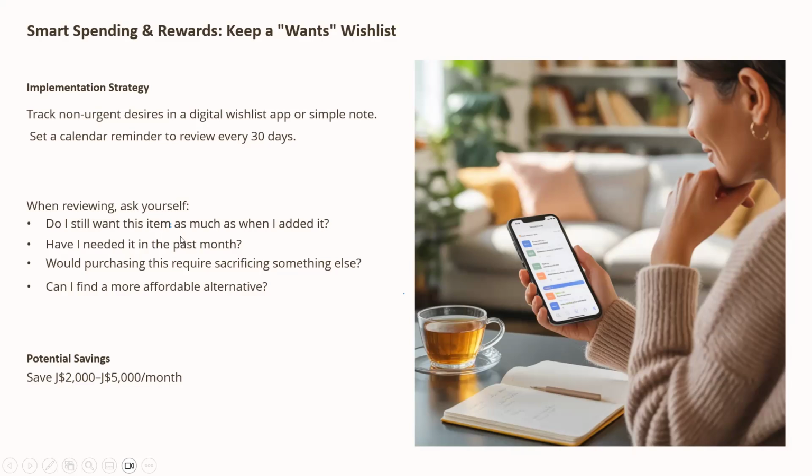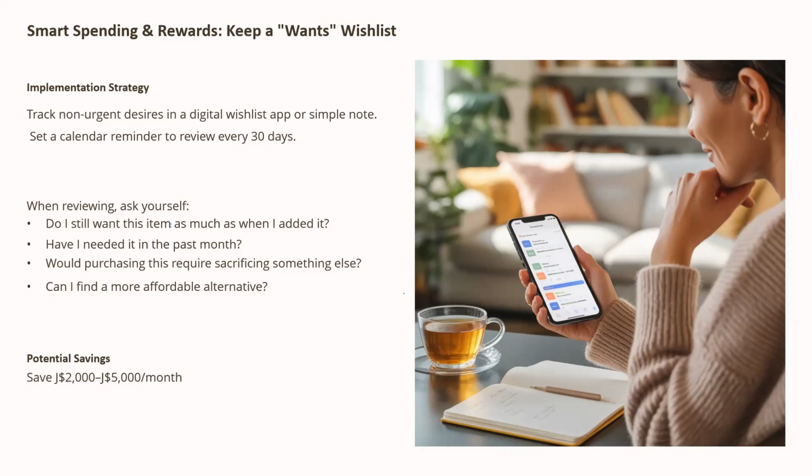And then when you're reviewing your wish list, a few things you can do is you can ask yourself, is this an item that I want or is it something that I need? Is it something that I have used in the past month? Would I purchase this if it required sacrificing something else? And lastly, can I find a more affordable alternative?